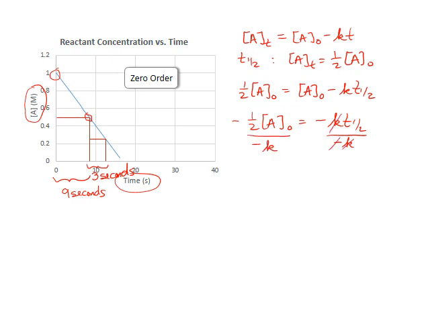the k's drop out, the negative signs drop out, and we have that T1/2 is equal to the initial concentration divided by 2 times the rate constant. So in this case, the half-life depends on the concentration of A.